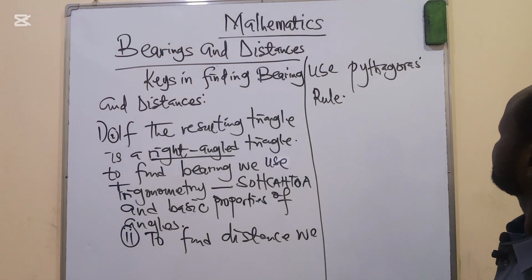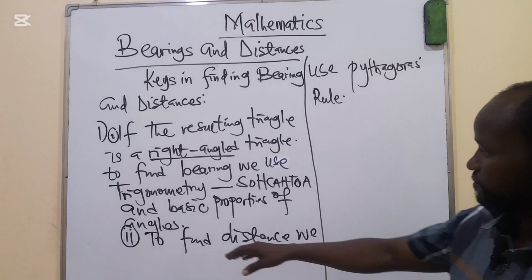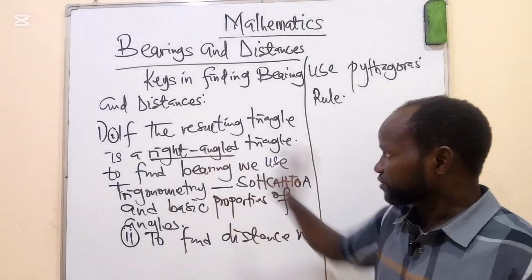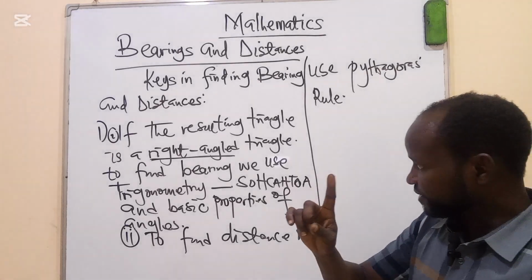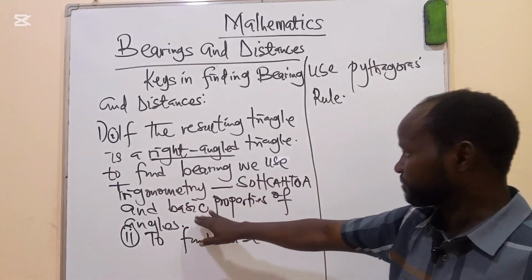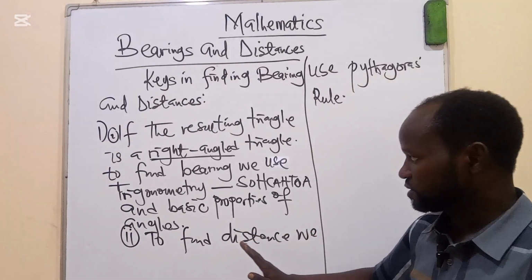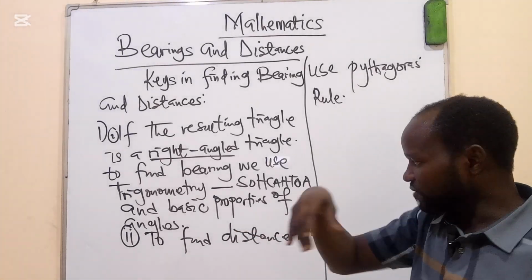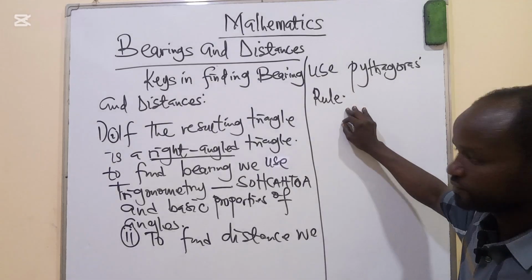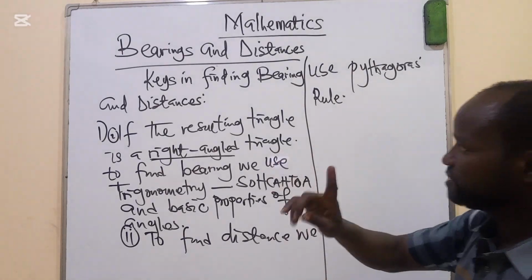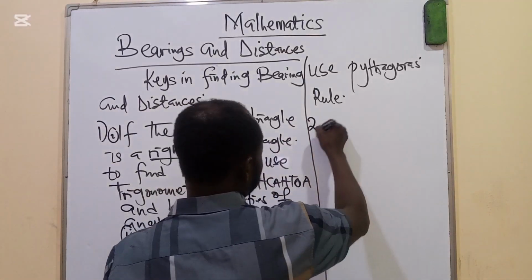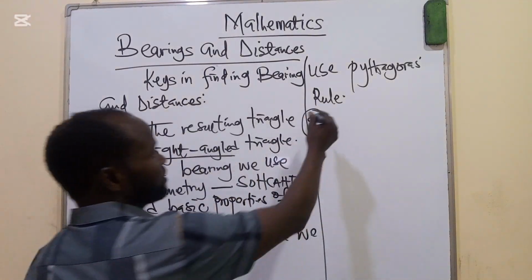Very important. If the resulting triangle is a right angle triangle, number one, to find bearing, we use the knowledge of trigonometry, that's SOHCAHTOA and basic properties of angles. Then to find distance now, we use what? We use Pythagoras rule. Very important. This is key number one. Let's move to key number two. I will label it as number two.